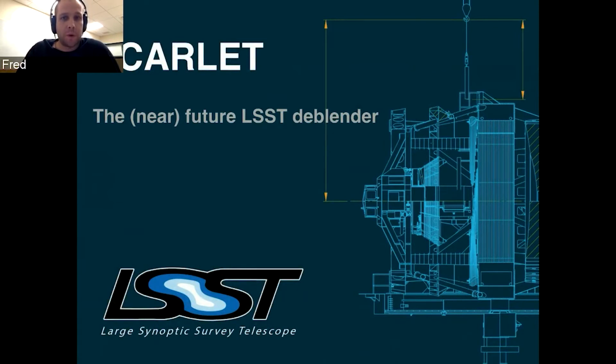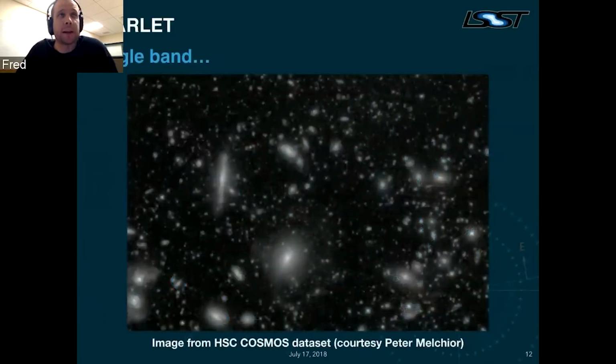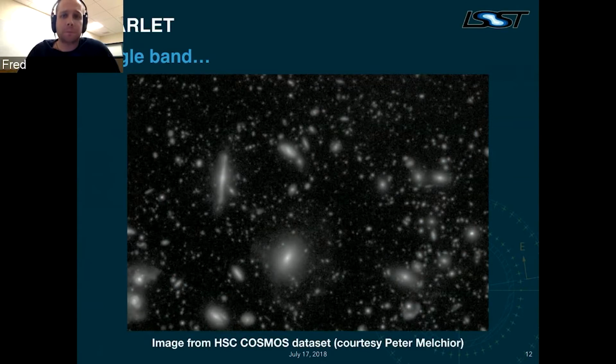When we first started working together, we realized that one of the problems with the blending is that it's all done in a single band, and we're getting rid of a lot of information. If we just add color, it really helps a lot to distinguish different objects. You can see certain blue objects and red objects around other sources that just really stick out once you add color.